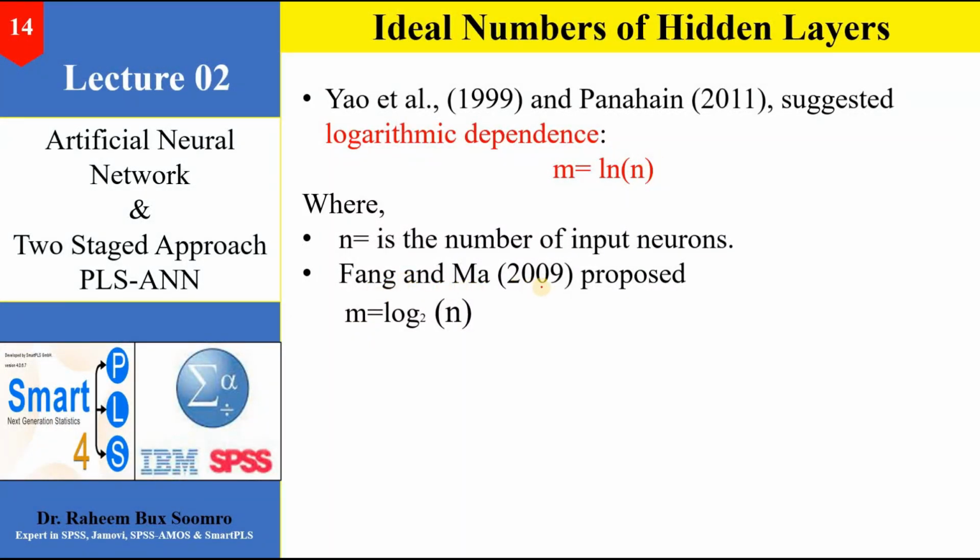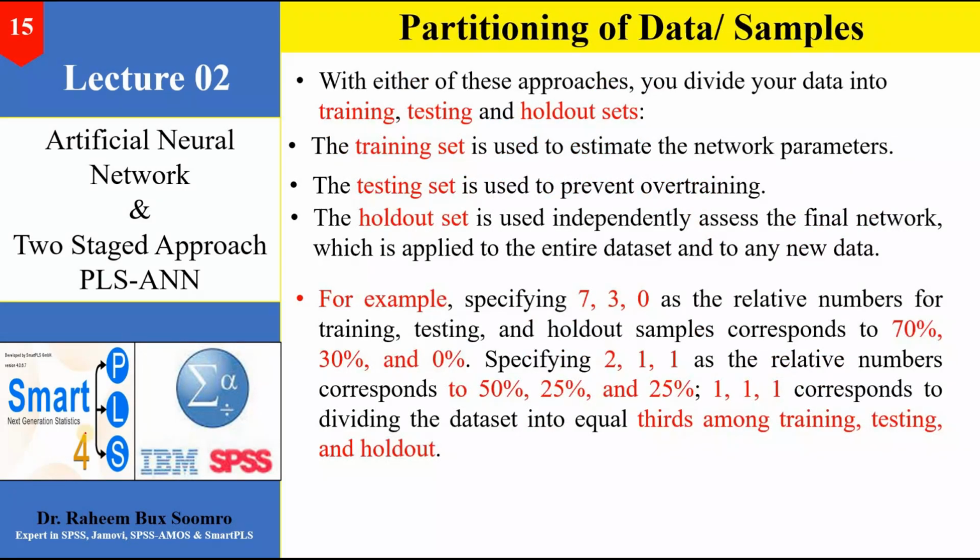Now Fong and Ma in 2009 proposed that we have to take the log square from this. So, partitioning of the data or samples. Here we have three options available: training, testing, and holdout. The training set we use for analysis purposes, the testing data we use to prevent overtraining, whereas the holdout sample we use for the validation purpose.